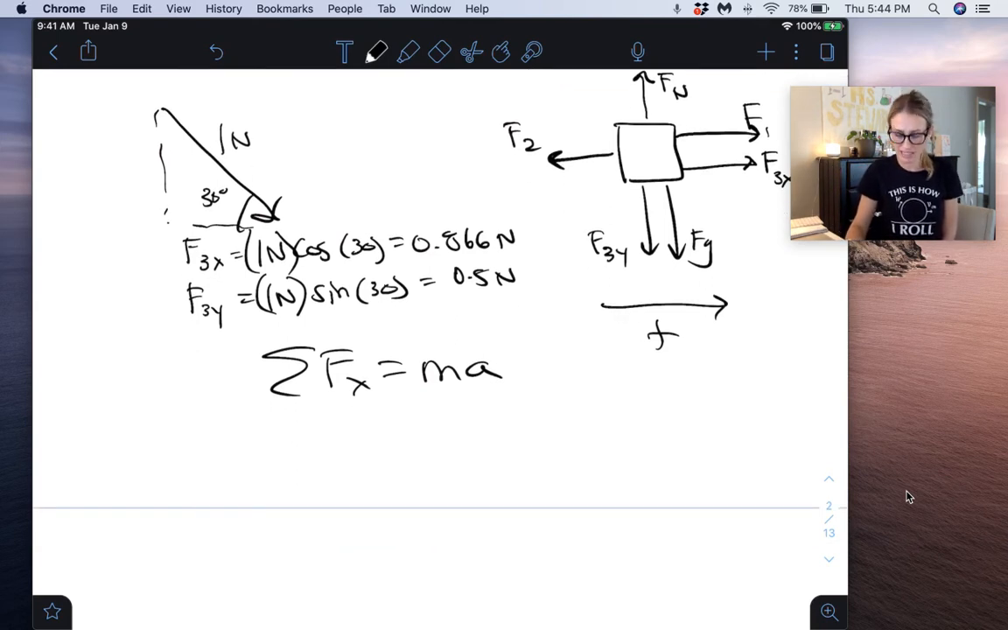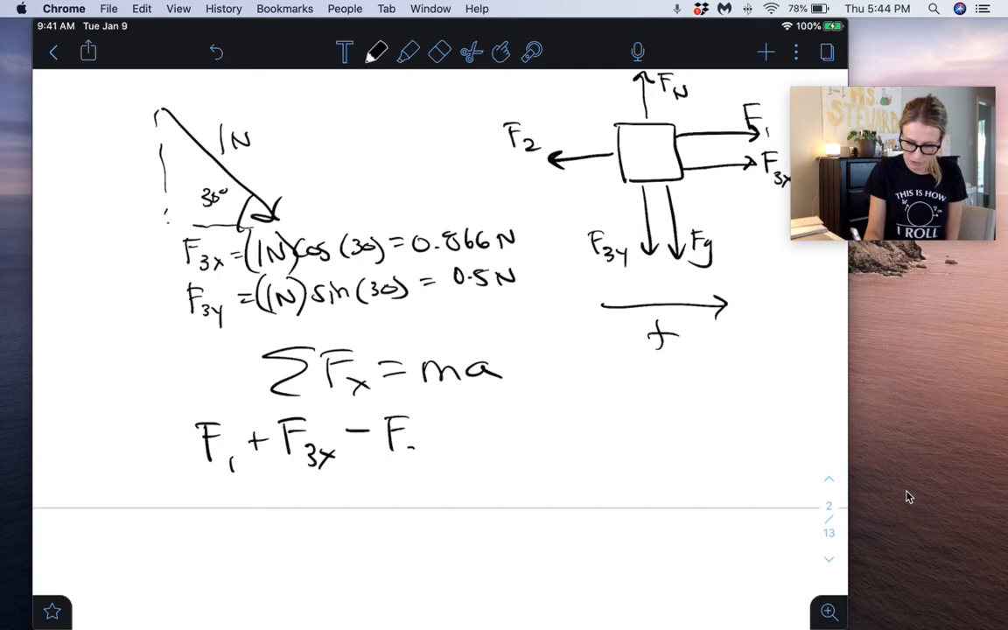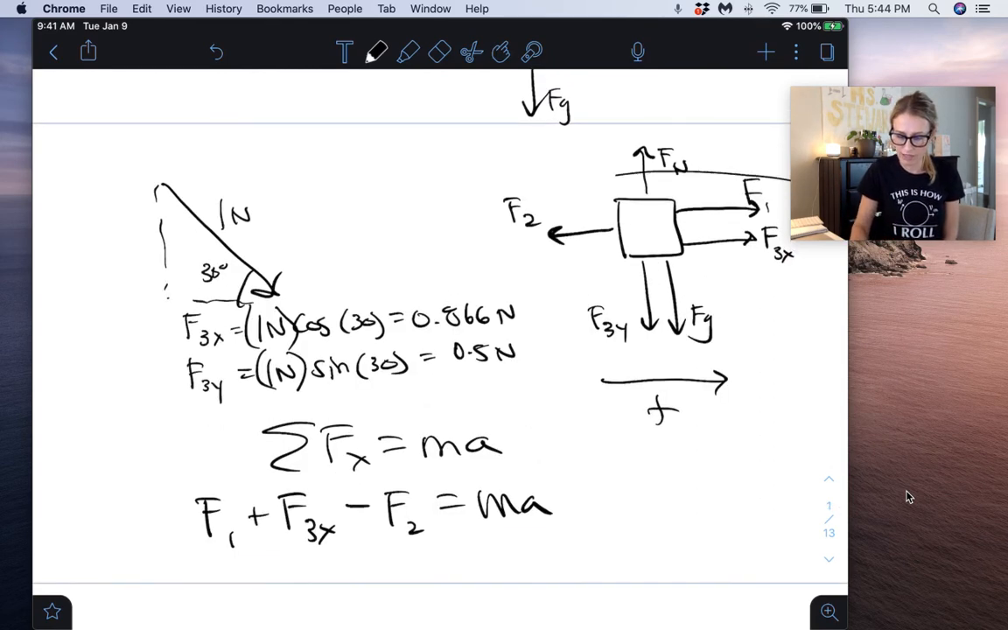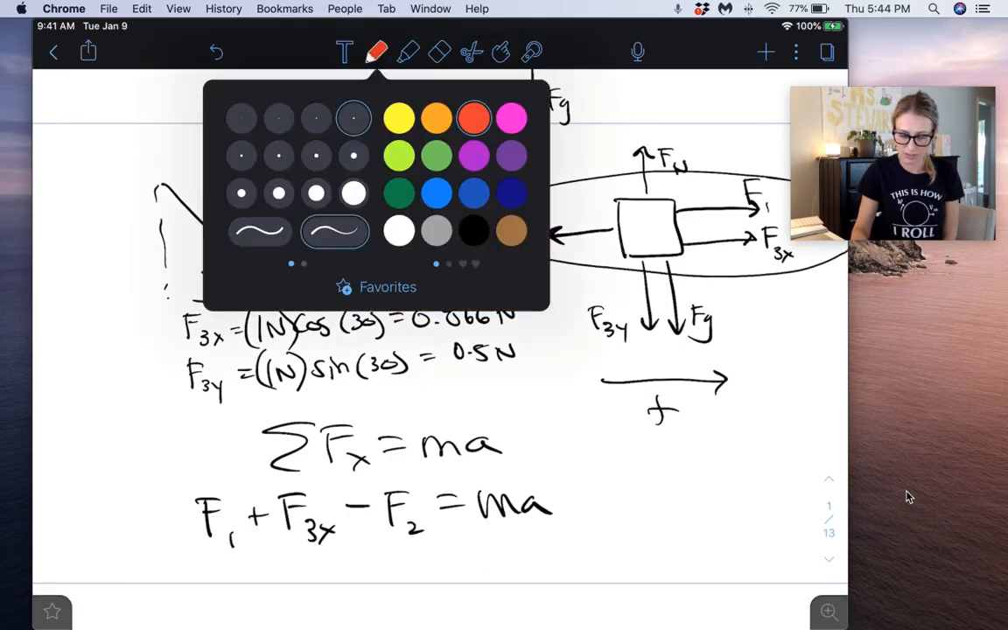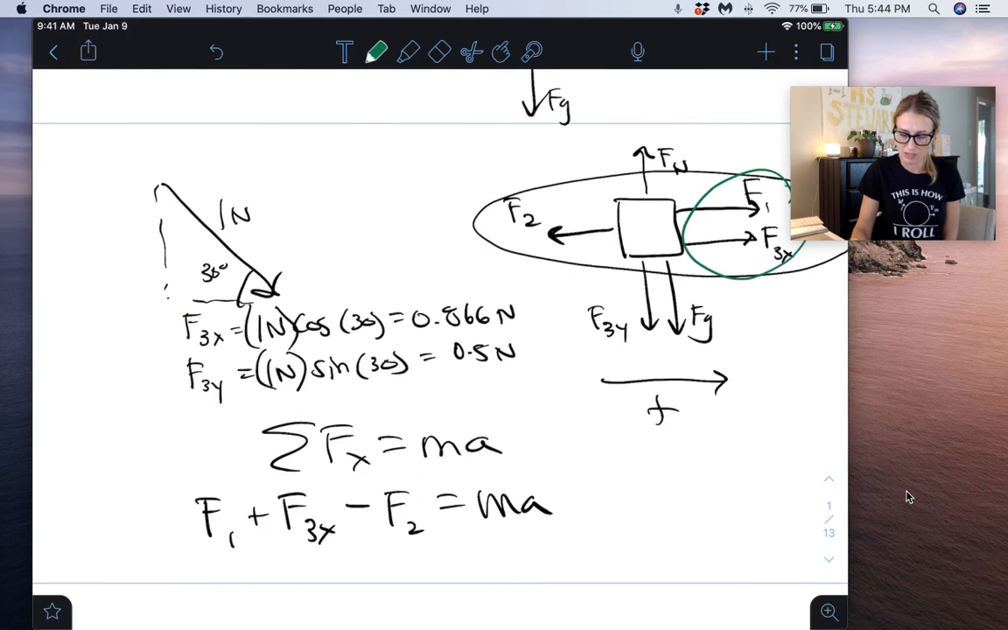So net force, since I called right positive, that will be force 1, I drew that way too big, force 1 plus force 3x, and then I'm going to be subtracting force 2 because that is pointed in the negative direction, and then that equals mass times acceleration. So that's the net force. It's made up of all 3 of these forces right here, where these 2 are, let's do it in green because that's like positive. These 2 are positive, and then this one right here is negative, okay?